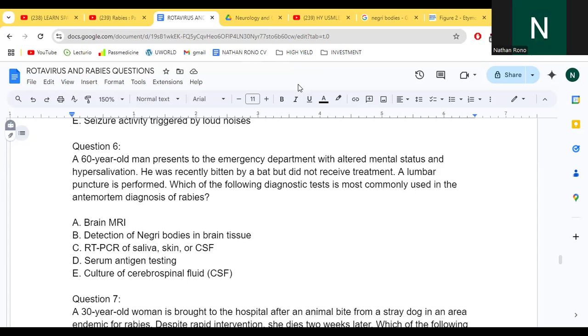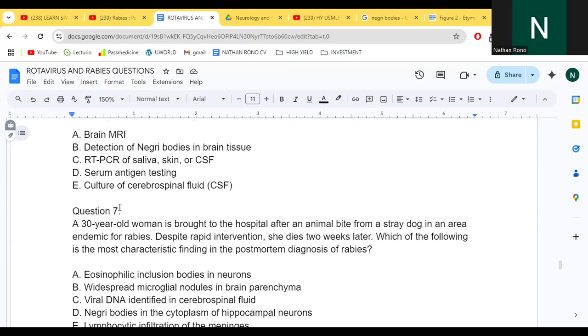C. Okay. So reverse transcriptase PCR of saliva, skin, or CSF. In saliva and CSF, we are going to find the viral RNA. And then on the skin, we'll find the antigens against the rabies virus. Okay, so C.